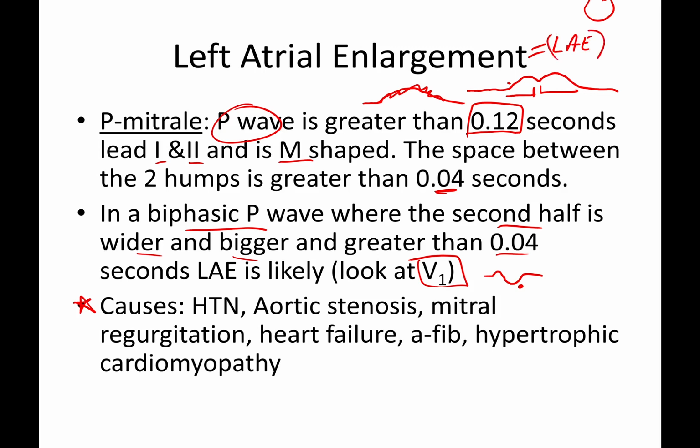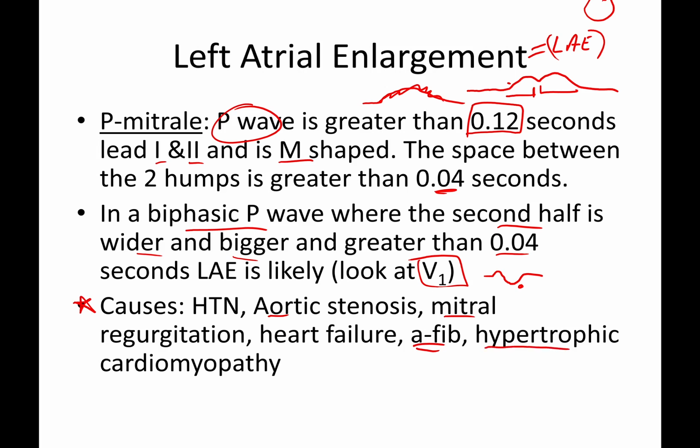What's that going to be? Well, hypertension. Left atrium has to work harder to push into the left ventricle, which has to work harder to push into the body. It's just building bulk at that point. Aortic stenosis. Again, the left side of the heart has to work harder to get the blood out. Mitral regurg. You're getting a bunch of backflow into the left atrium. That's causing it to dilate. Right heart failure. Heart failure in general. Just poor flow. AFib, again, rough on those atria.